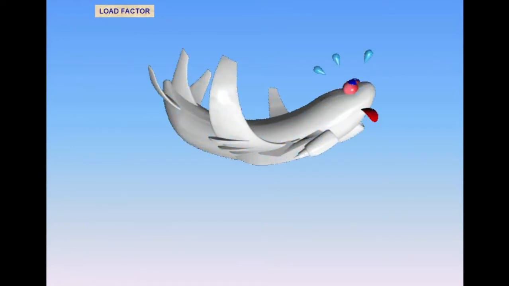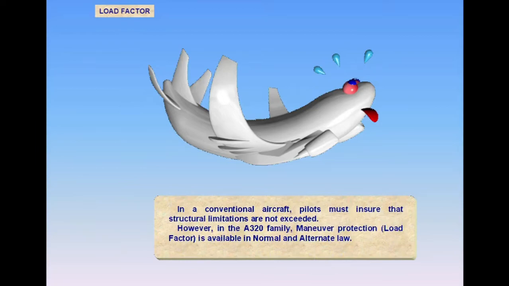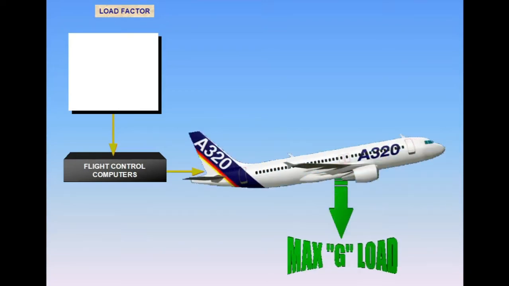In a conventional aircraft, pilots must ensure that structural limitations are not exceeded. However, in the A320 family, maneuver protection, load factor, is available in normal and alternate law. Maneuver protection, load factor, prevents structural overstress by limiting control surface deflections through the flight control computers. Full side stick movement is always available.